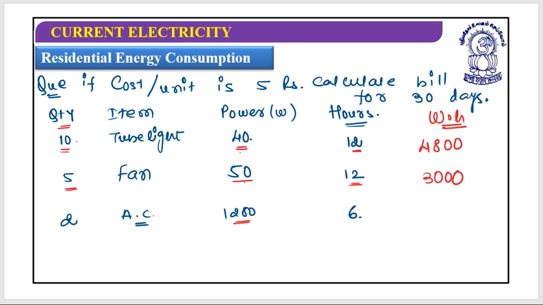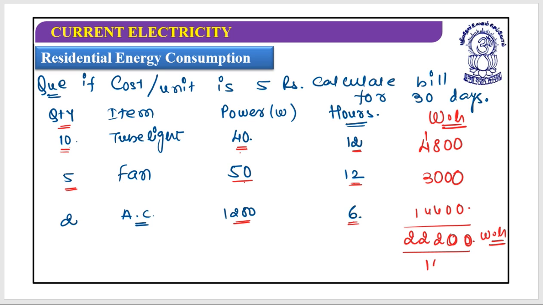This is 1200 wattage multiplied by 6. It's 12 into 6, 72, 72 into 2, it's 14400. Now let's add it up. 0, 8 plus 4 is 12, carry over 1, 1 plus 4 is 5, 5 plus 3 is 8, 8 plus 4 is 12, carry over 2. It's this much watt into hour that is going to be used per day.